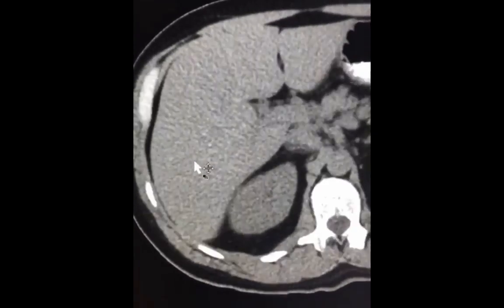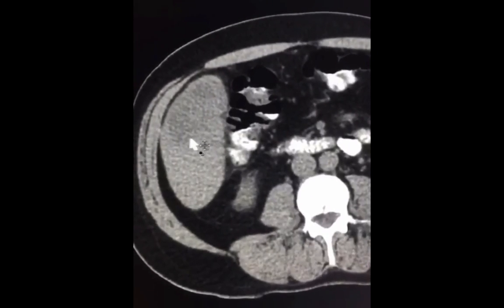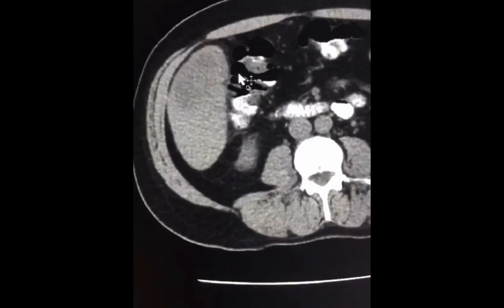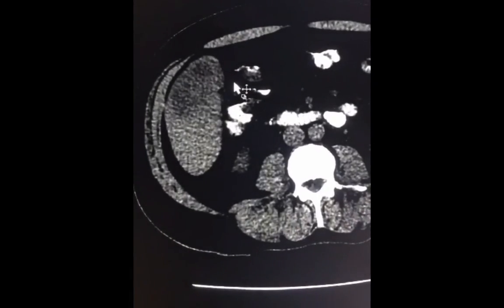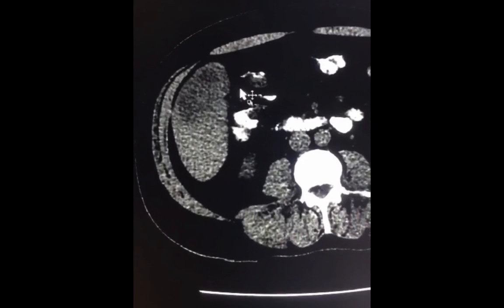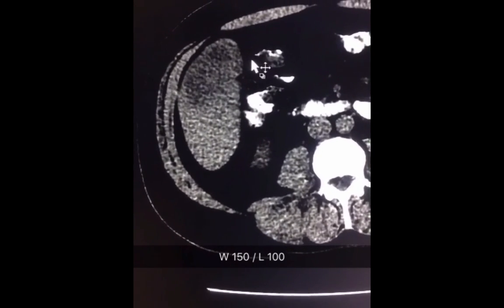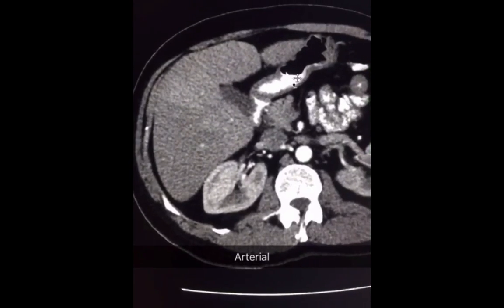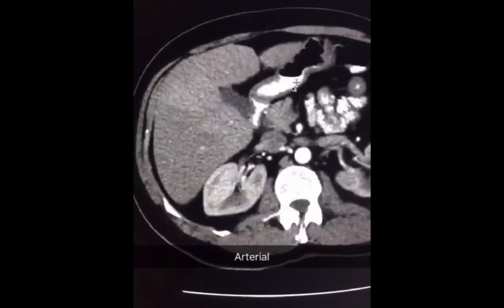The abnormality may be difficult to see. However, for a keen eye, you'll notice that there is an ill-defined hypodensity in the right hepatic lobe. Such lesions are easier to see if you adjust the window, and this is what we call a hepatic window. The hepatic window is about a width of 150 and a level of 100. What we saw was a CT without contrast. Now let's look at the arterial phase.